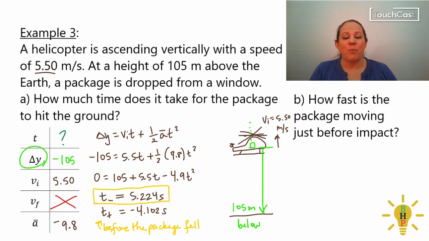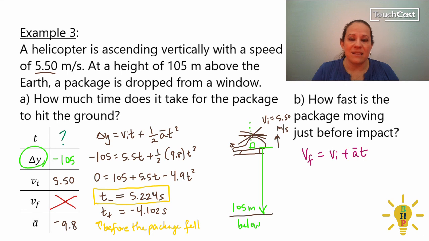And for part B, how fast is the package moving just before impact? I didn't redo the table here, but we're going to want an equation that involves V final, and the simplest one is going to be VI plus AT. We could have done delta x equals 1/2 times the quantity VI plus V final times T to solve for V final, but it's inside the parentheses and there's a half. We could do V final squared equals V initial squared plus 2A times the displacement, but there are squareds. No, thank you. Let's just go for the one that is the simplest equation.